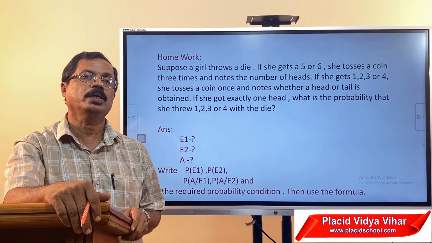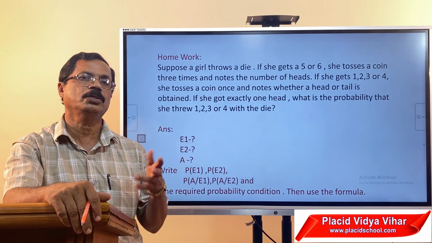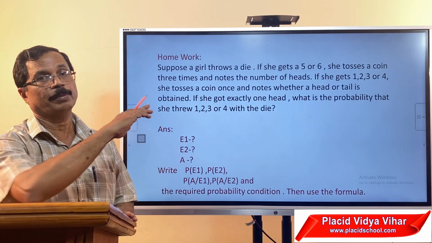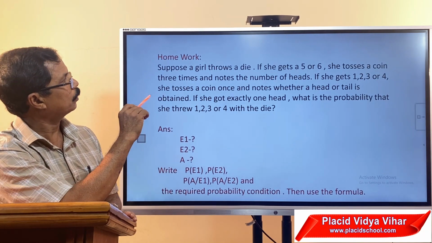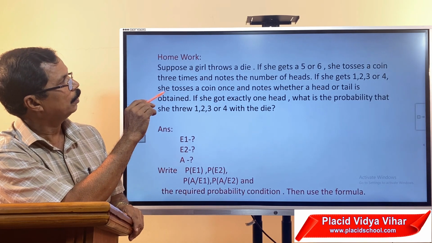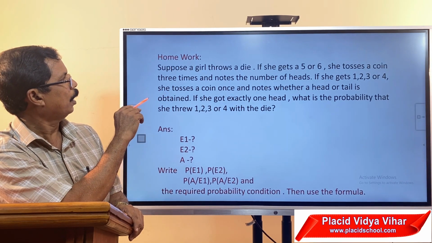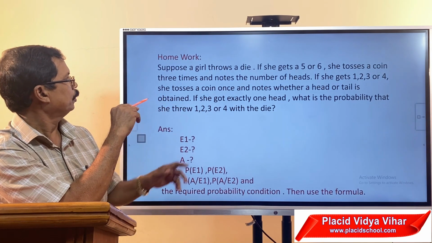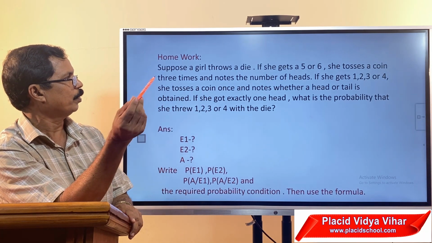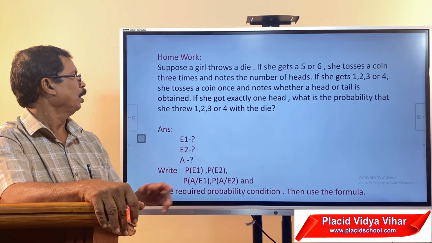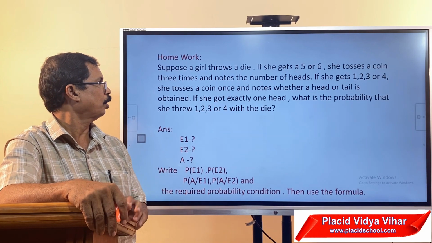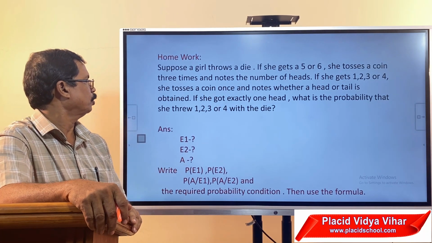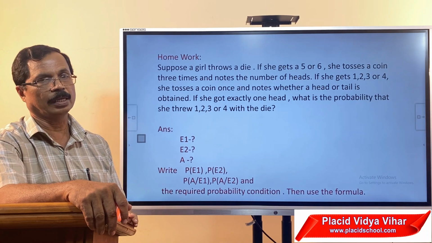Now I give you another homework, which is based on Bayes theorem. We have done so many problems, now this problem you have to do yourself. Suppose a girl throws a die. If she gets 5 or 6, she tosses a coin 3 times and notes the number of heads. If she gets 1, 2, 3 or 4, she tosses a coin once and notes whether a head or tail is obtained. If she got exactly 1 head, what is the probability that she threw 1, 2, 3 or 4 with the die?